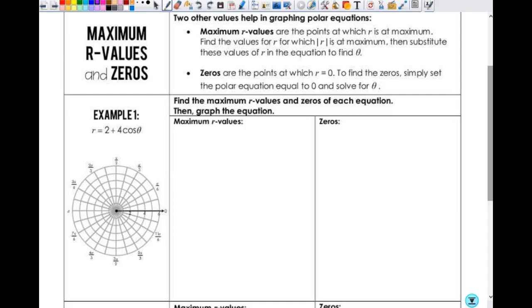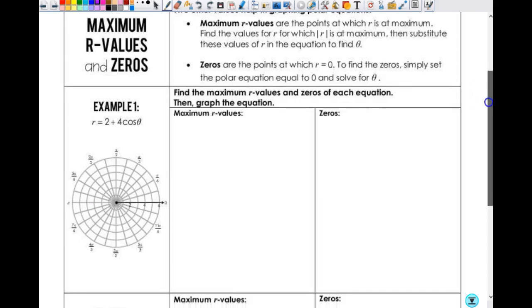So the reason it's the absolute value of R is we just care about the distance. And since if I'm at 0 and I have a radius of 4, I could also have a radius of -4 and it'd be over here, and it still has a distance of 4 from the pole. So that's why we're worried about the absolute value. Then it says the zeros are the points at which R equals 0, just like on the x and y coordinates when x equals 0, or when y equals 0. But to find the zeros, simply set the polar equation equal to 0 and solve for theta. So same types of things that we have done in the past on rectangular coordinate systems.